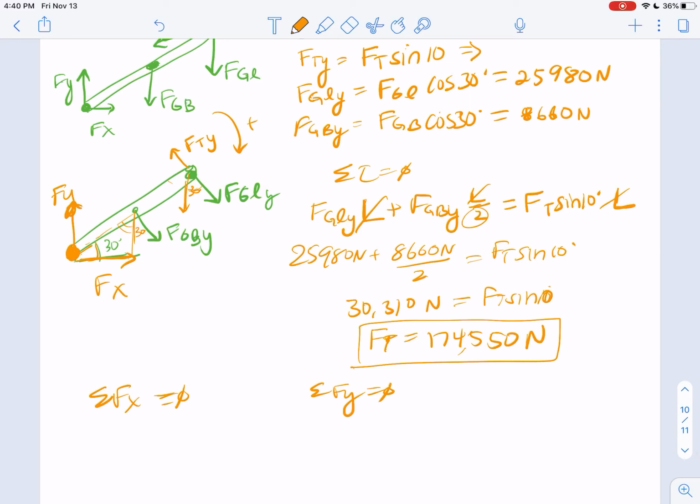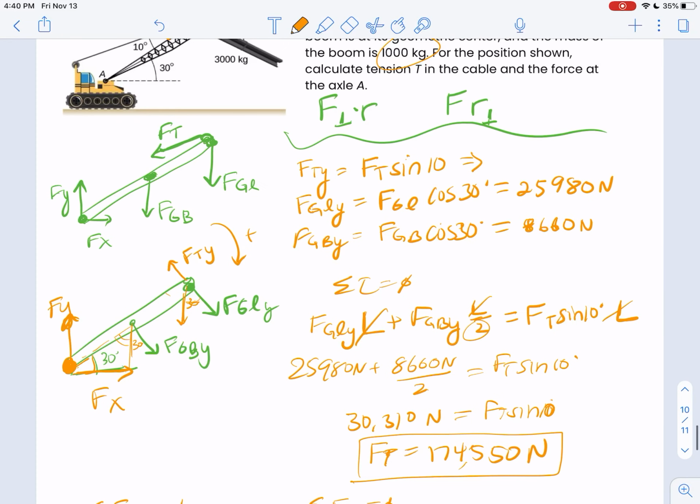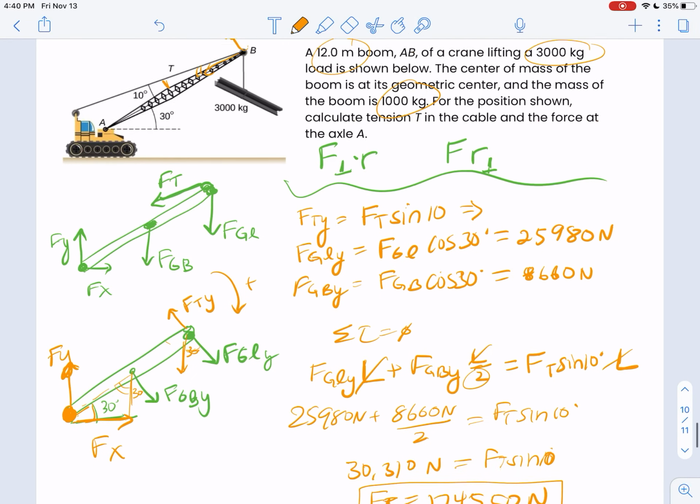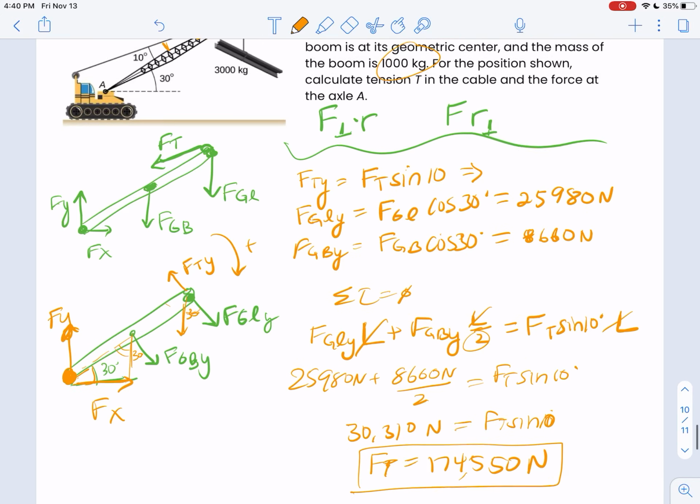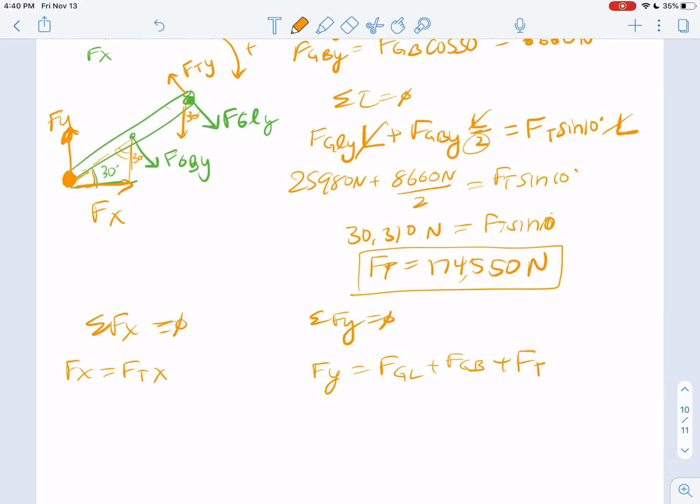All right, so in the X direction, Fx is going to be Ftx, because that's the only thing we have. And then in the Y, Fy is going to equal Fg load plus Fg boom. And the tension is pulling, I guess, also sort of down, so then plus Fty. And I'm not sure that's going to be the same. You're going to have to give me a minute to think.